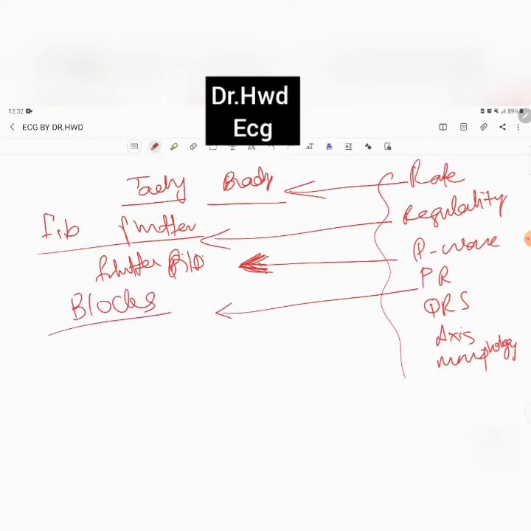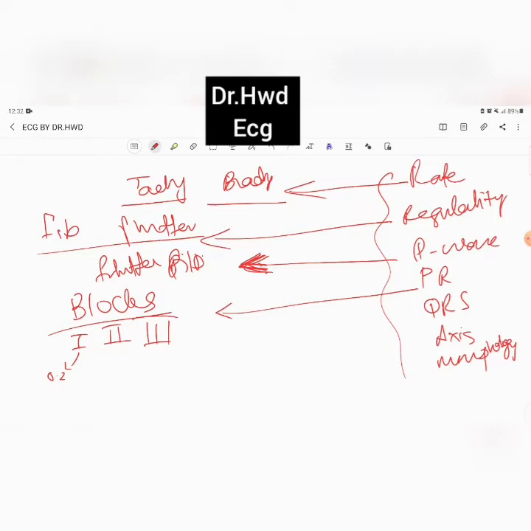First, let's revise how many types of blocks there are. There are 3 types of block: 1, 2, and 3. In the first one, you're looking at the PR interval, where there is a lengthening so that it goes above 0.2.